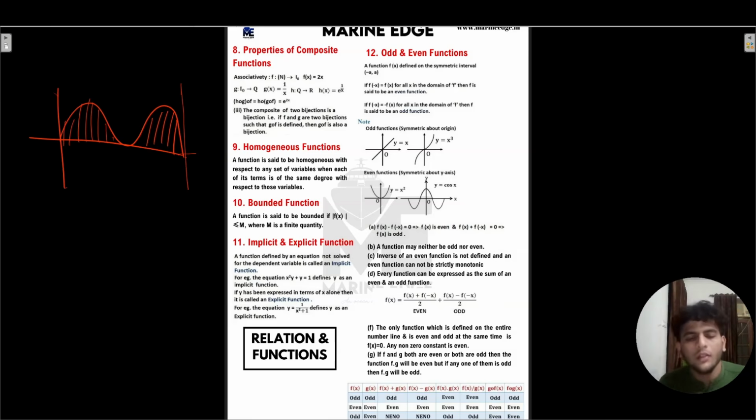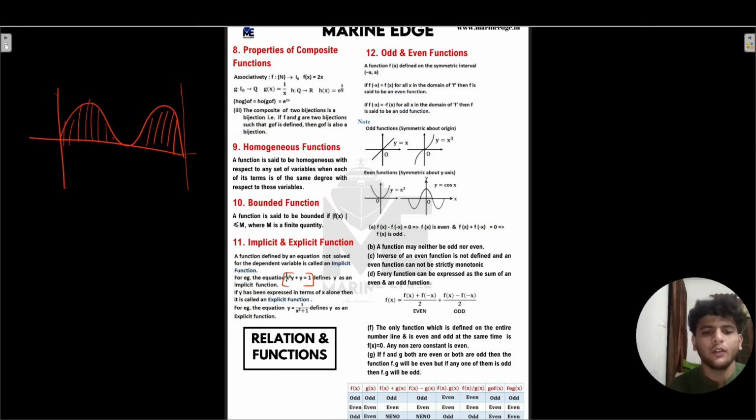Okay. An implicit function and explicit function. A function which is defined by an equation and not solved for the dependent variable is called an implicit function. Similarly, an explicit function is a function which is defined by an equation and can be solved for the dependent variable. For example, x square y plus y is equal to 1. In this question, you can see that we have two variables while we have only a single equation. So that means that we cannot solve this.